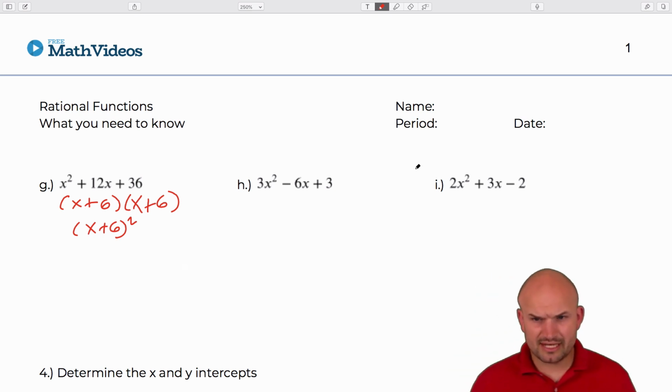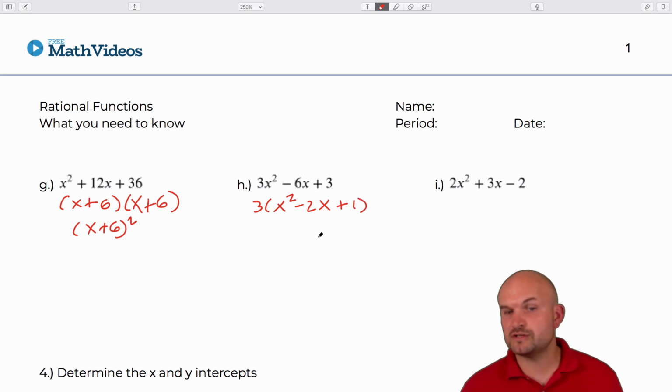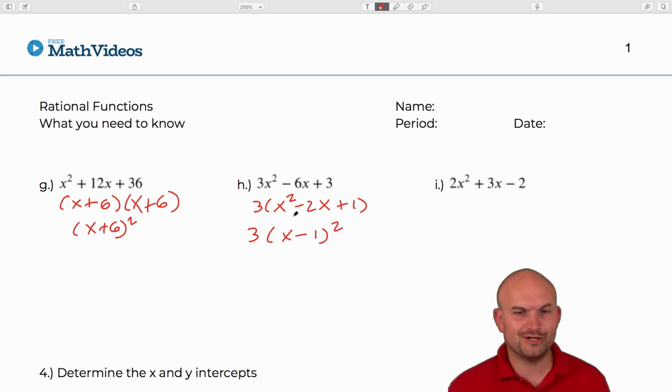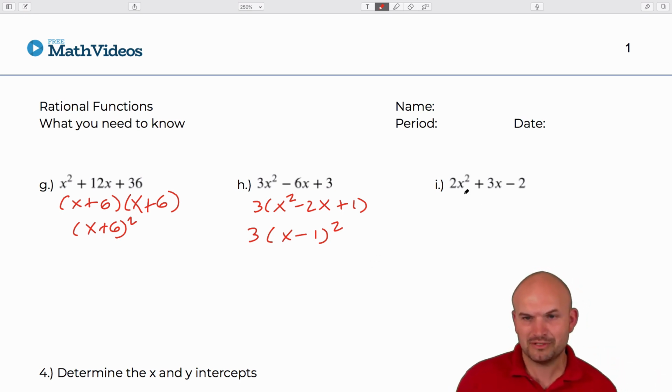For h here, it looks like we have a common factor of 3. So let's go ahead and factor that out. That gives me x squared minus 2x plus 1. Again, looks like this is another perfect square trinomial. So let's do this as x minus 1 squared, even though I just said you don't need to do it. Just for simplicity and shortening time, I'll factor that as a binomial squared.